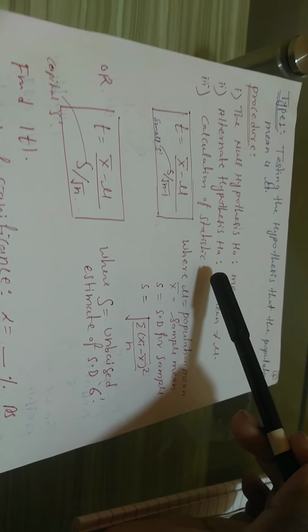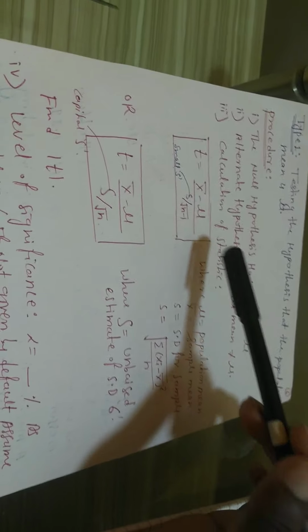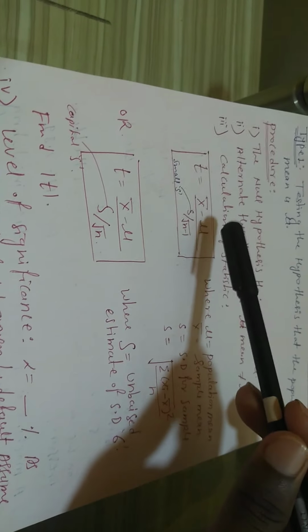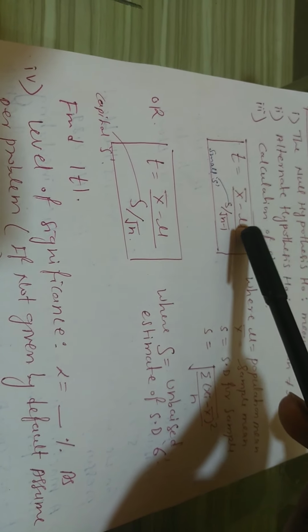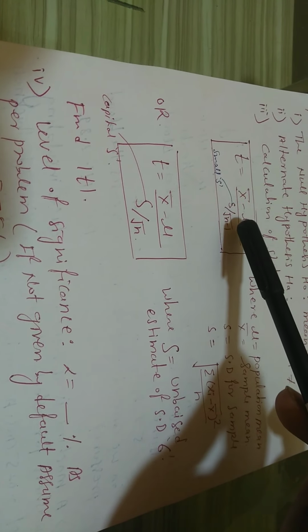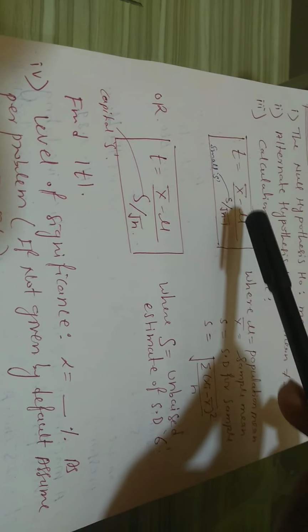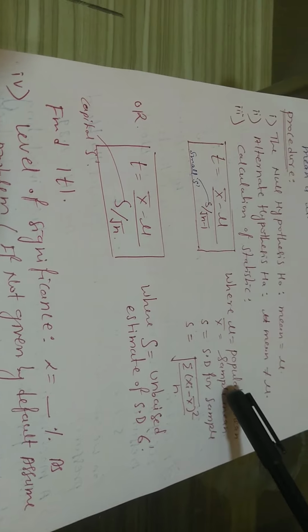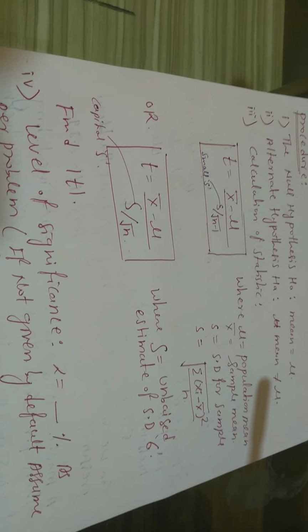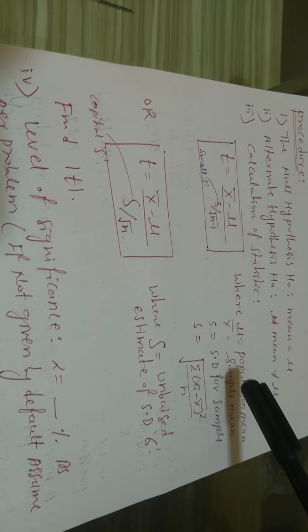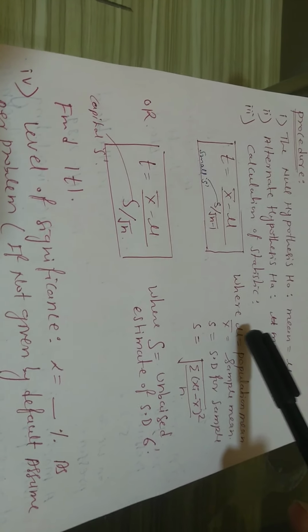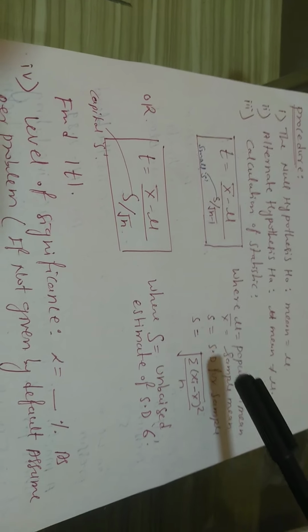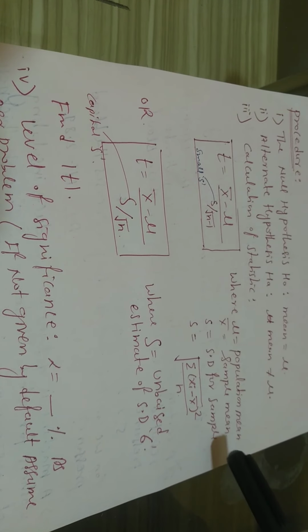Here we have to calculate the statistic. What is the formula for t? t is equal to x bar minus mu, upon s divided by square root of n minus 1. Here s is small. x bar means the sample mean, of the sample which is given. Here mu is the mean for the population, and small s is the standard deviation for the sample.